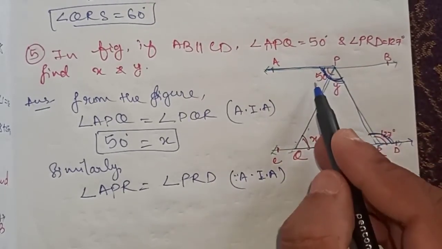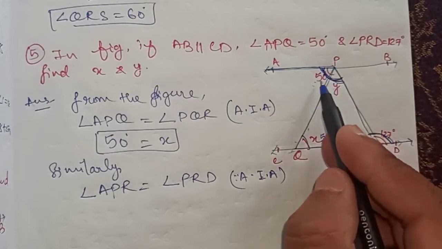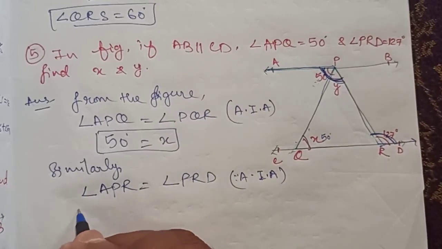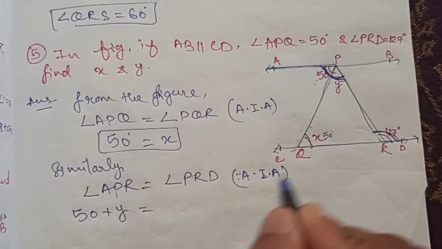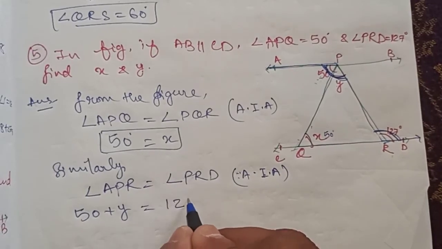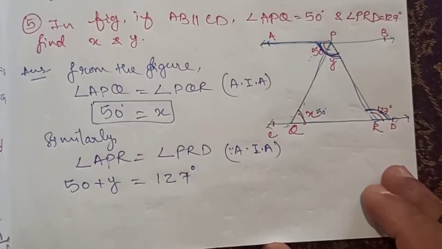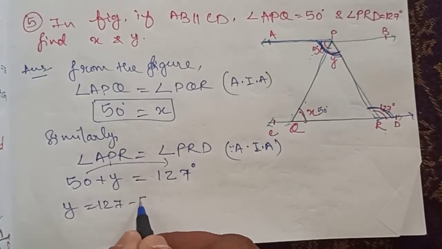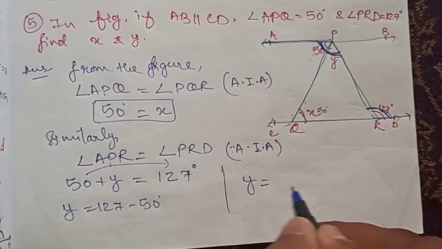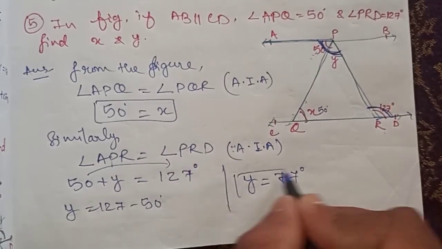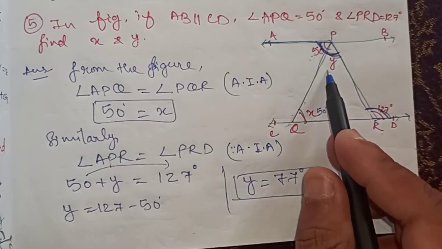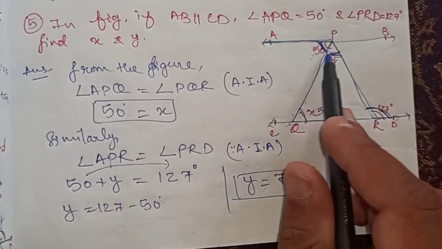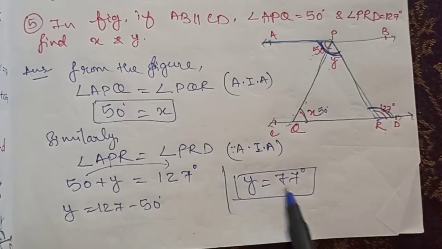APR is the sum of two angles. This total angle is divided into two parts. That means in place of APR I will write 50 plus y equals PRD. PRD is 127 degrees. Now bring 50 this side. Y equals 127 minus 50 degrees. That means y equals 77 degrees. So in this way, by seeing two Z shapes, we are easily able to get the value of x and y. Okay, next.